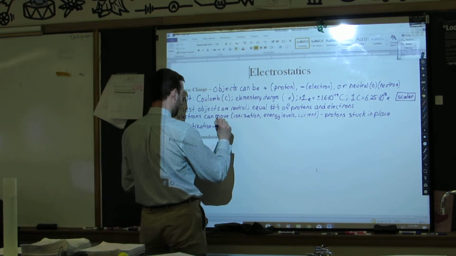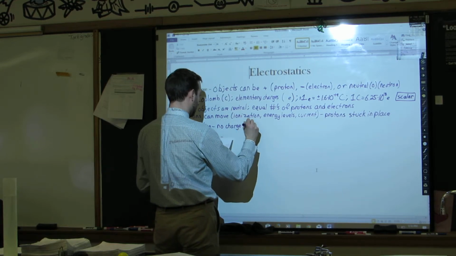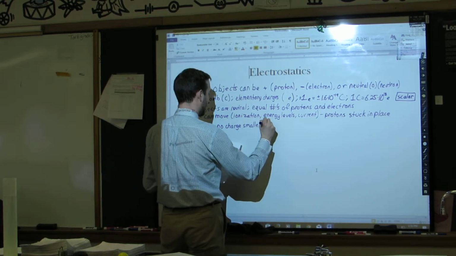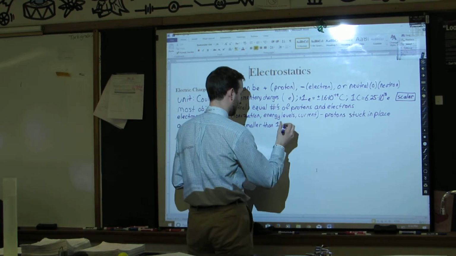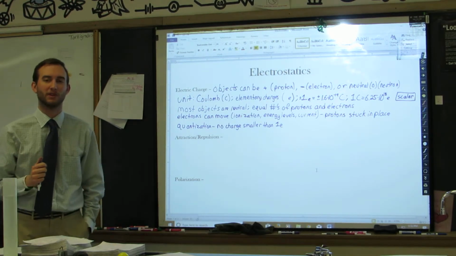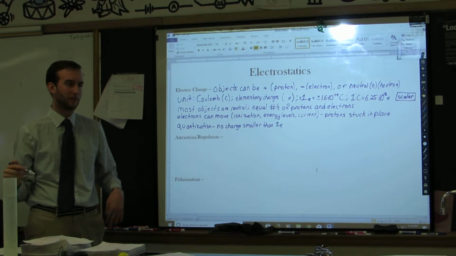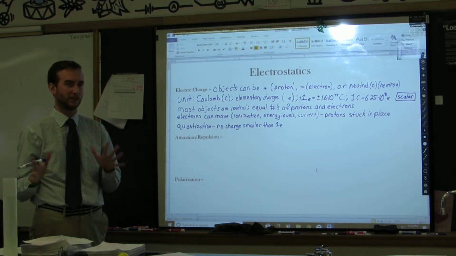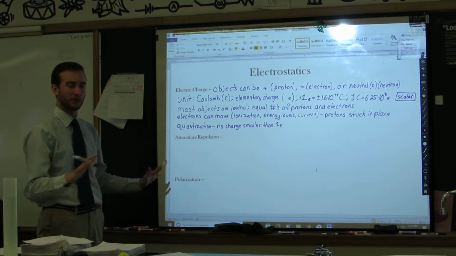There is no charge smaller than an elementary charge. That's why it's called elementary. Now, for your Regents kids who last year, you're saying, but what about quarks? We're going to ignore quarks for right now. We're not talking about modern physics. We only really discovered quarks about 50 years ago. We're not talking about quarks, okay?